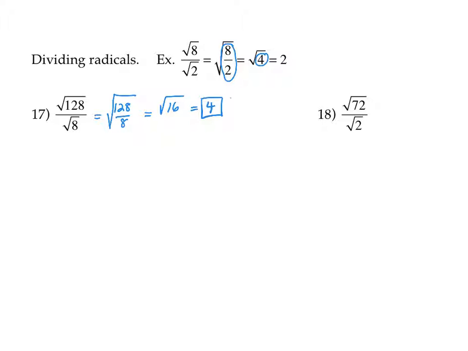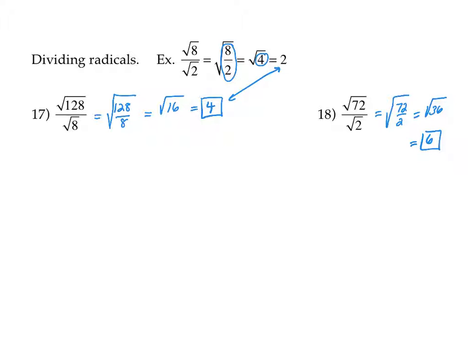Now, we have two cases where we had just a whole number for the answer. It's not always going to work out that way. It just happens to be the examples that I've set up for you have worked out that way. Okay, number 18, we write this as the square root of 72 over 2, fraction inside the radical. 72 divided by 2 is going to give us 36. It's still inside the square root. And the square root of 36 is 6.